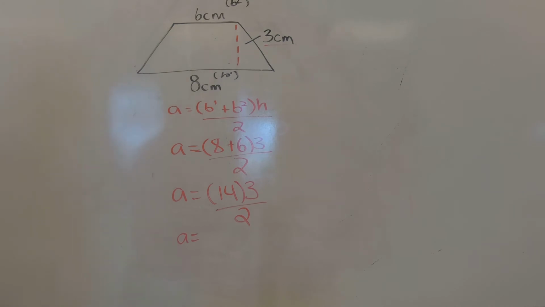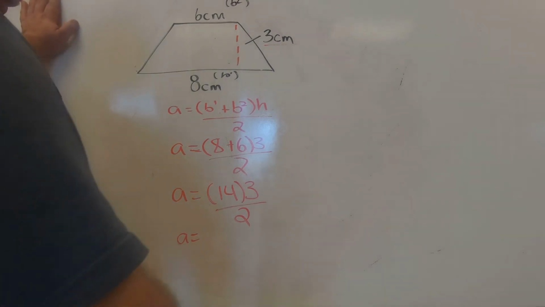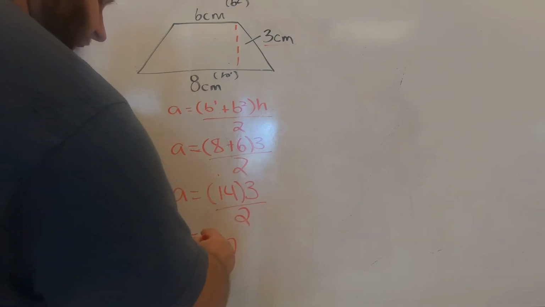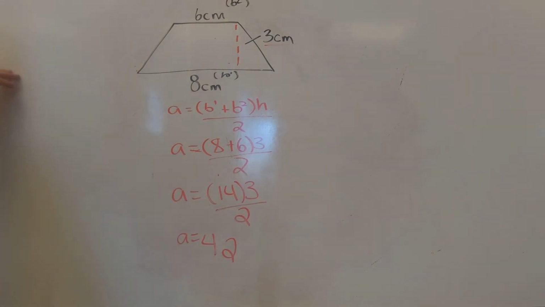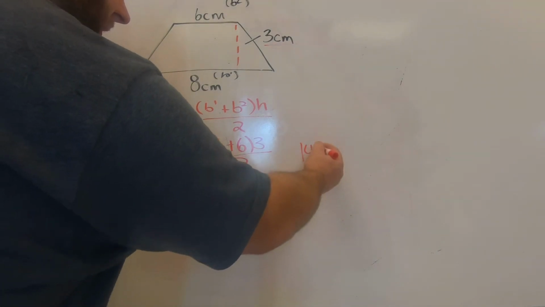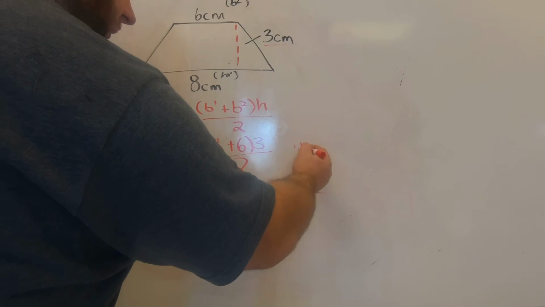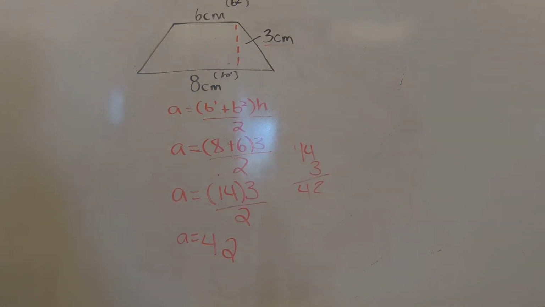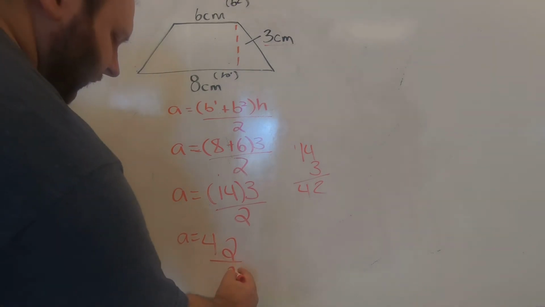14 times 3. Now, maybe you want to do that in your head and go, well, 14 plus 14 plus 14, which would probably be the easiest way to do it. So you could do, well, 4, 8, 12. And then 1, 2, 3, 4, which would give you 42. Maybe you went over here to the side and you did 14 times 3. 3 times 4 is 12. 1 times 3 is 3 plus 1 is 4. Either way, as long as you get to 42, you're good. And don't forget, we got to divide by 2.